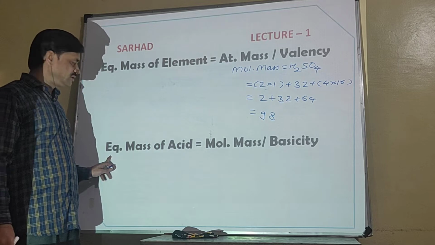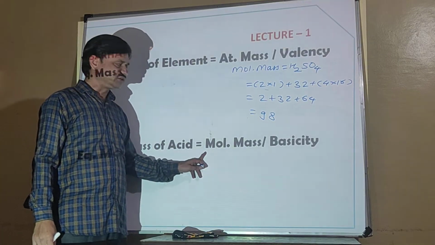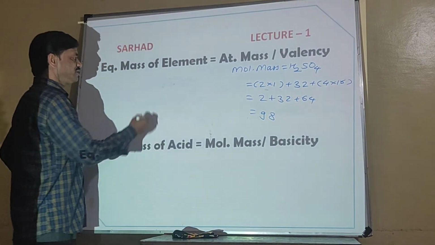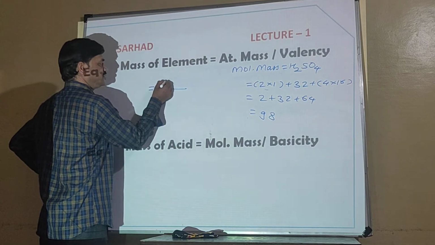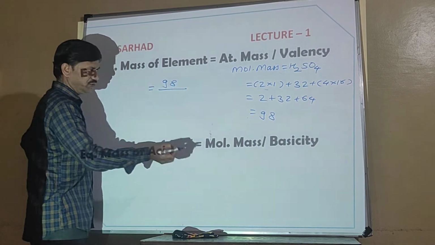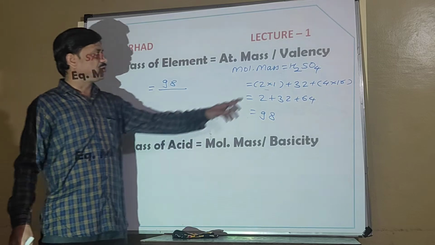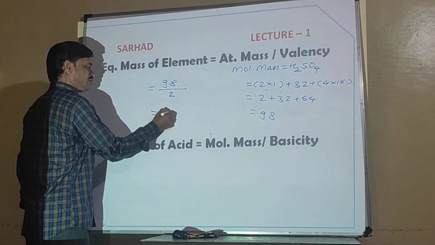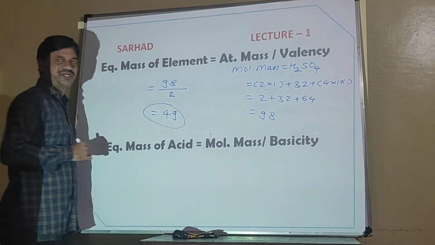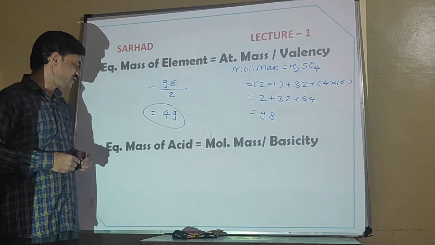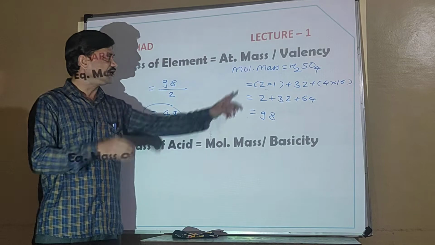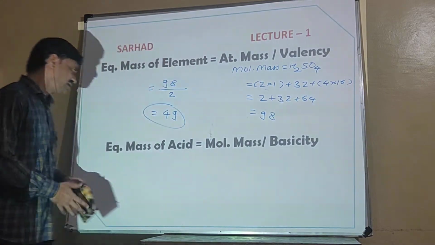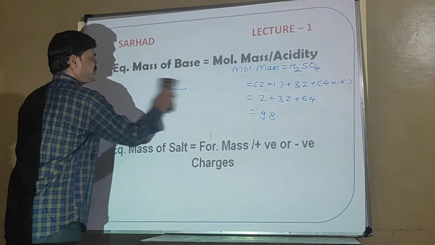Now what is the relation? Equivalent mass of acid is nothing but molecular mass upon basicity. So put values. Molecular mass is 98. What is basicity? Number of replaceable H plus in the acid, that is 2. So again it will reduce to half. What should be your answer? 49. So 49 is the equivalent mass of which acid? H2SO4. Now shift towards the next species.